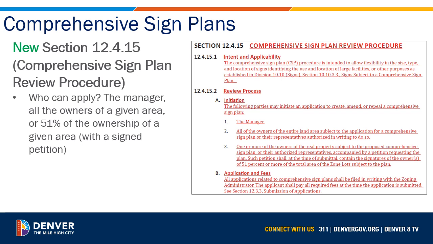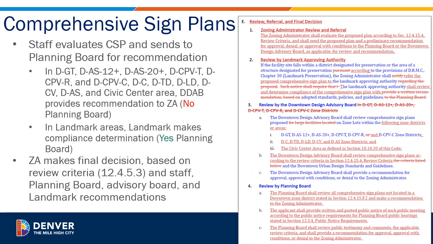The manager, all the owners of a given area, or 51% of the ownership of a given area with a signed petition, are eligible to apply for a comprehensive sign plan. Staff evaluates a CSP application and sends it to the planning board with a staff report and recommendation.